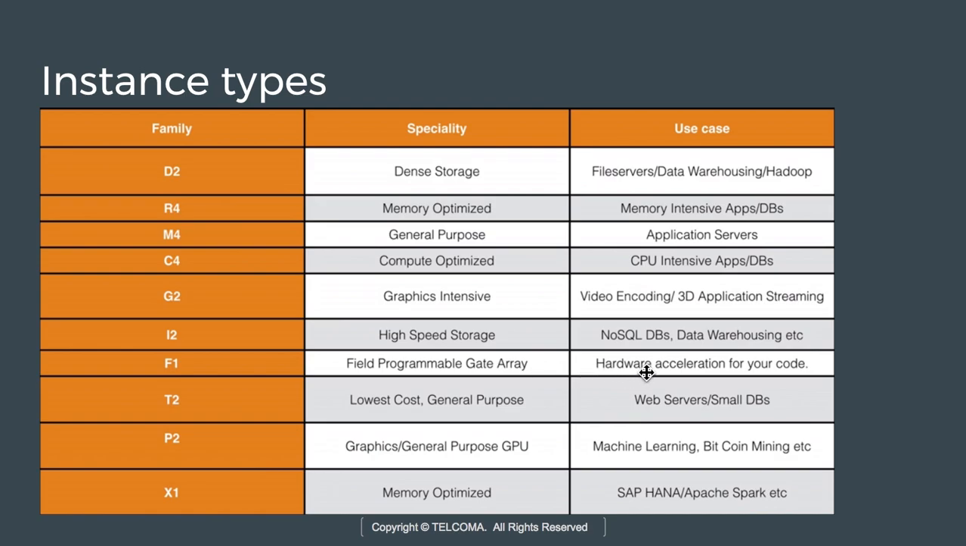F1, FPGAs, hardware accelerator for your code. I2, high speed storage, NoSQL, data warehousing. Graphic intensive, video encoding, 3D application streaming. Compute optimized, CPU intensive apps. General purpose M4, application servers. R4, memory optimized, memory intensive apps. Dense storage, data warehousing, Hadoop, etc.